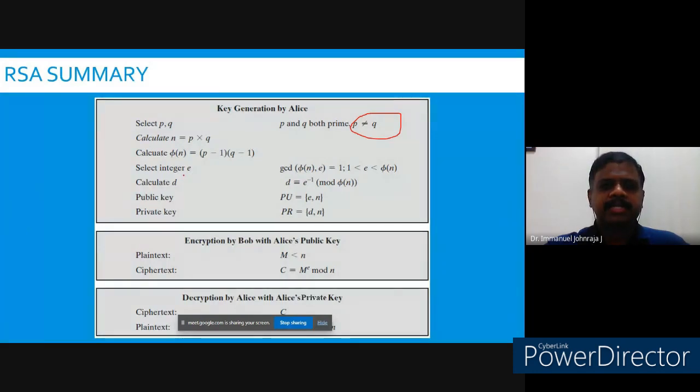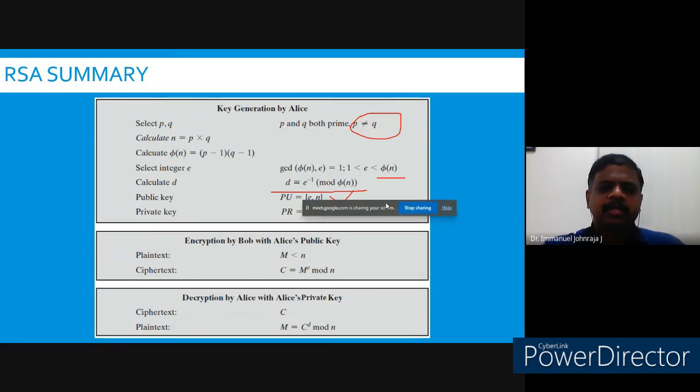Then select an integer e such that the GCD of phi of n and e should be 1. That is, e should be relatively prime with phi of n, and it also should be less than phi of n. Then calculate the value of d such that d is equal to e inverse mod phi of n, which means it's a multiplicative inverse. In other words, d e is equal to 1 mod phi of n. That's how we get the public key and the private key. E, n combination is the public key, d, n combination is the private key.